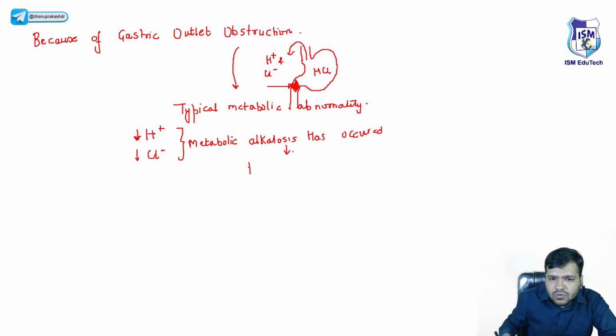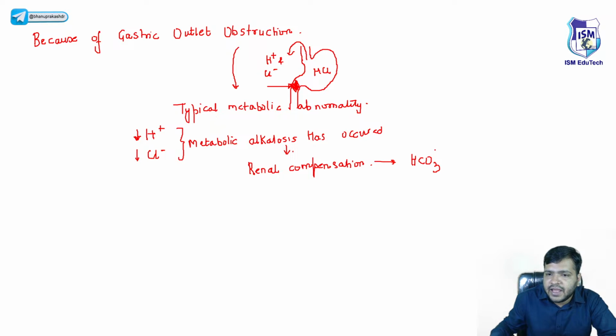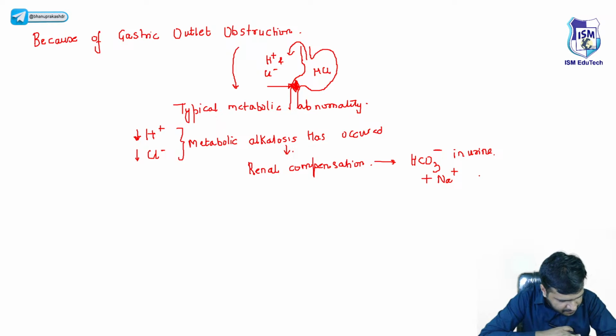Metabolic alkalosis has occurred, and what will happen? Due to this, the renal compensation will start. Now, what does the renal system do to make the balance? It also starts excreting HCO3-, the bicarbonate ions, in urine, and sodium also goes along with that.